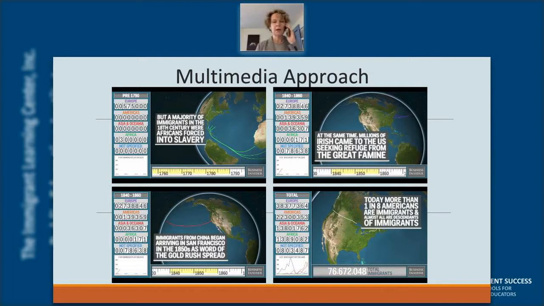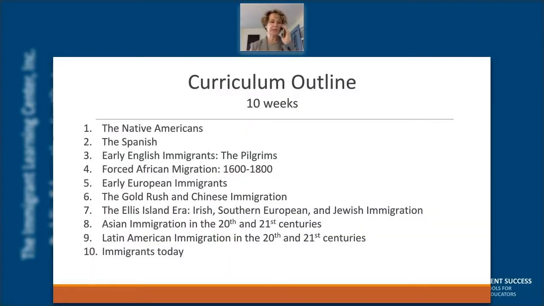I'm going to show you now the outline that I created over the 10 weeks. We started with the Native Americans. We did not talk about the migration of humanity from Africa and through the world, but we started with their presence here, and we moved to talk about the Spanish, and then the early English, and then forced African migration up through Europeans onward. So I'm going to show you just some little tidbits so you get a sense of what we were doing, what we were talking about.